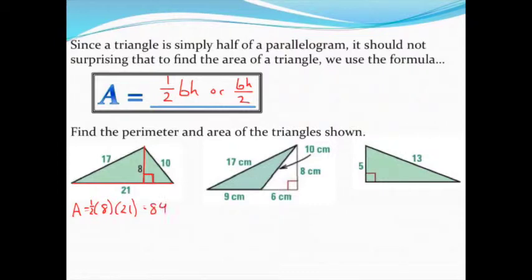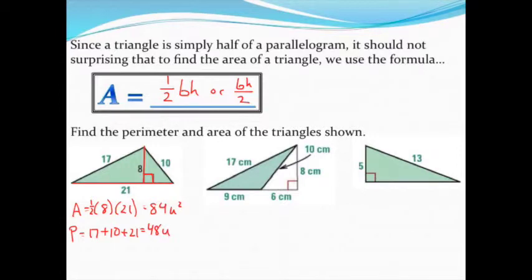And once again, be careful with labels. I'll say units squared. And perimeter is add up the 3 sides, in this case, that make up the triangle. So my 3 sides this time are 17, a 10, and a 21. Don't include the 8. It's not an actual side of the triangle. Adding those together gets me a perimeter of 48 units.